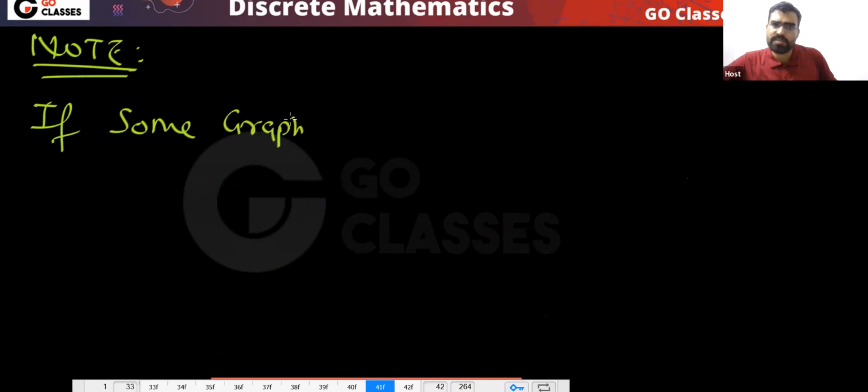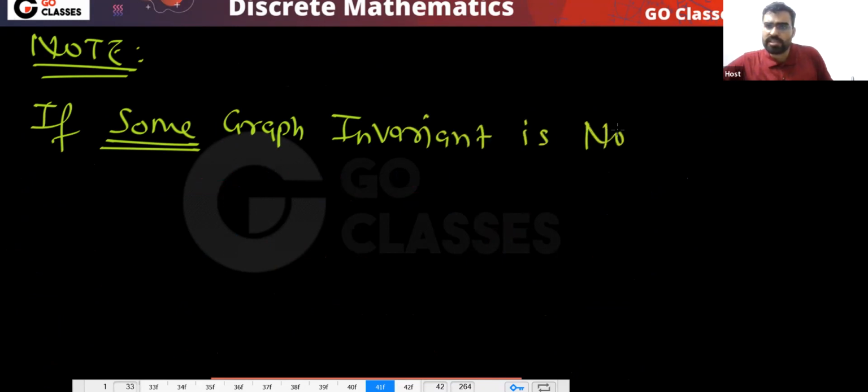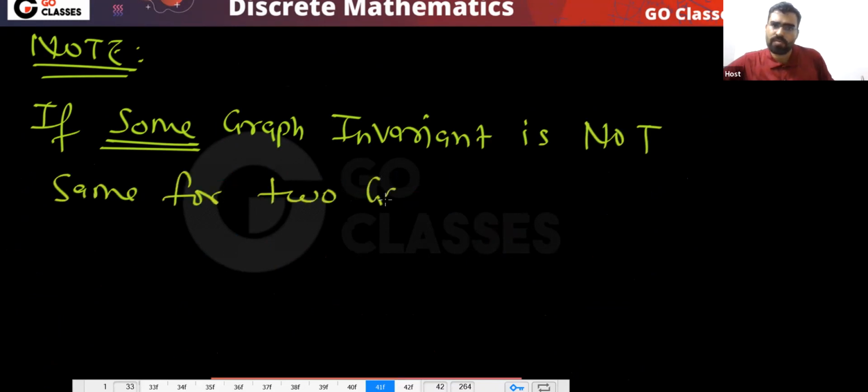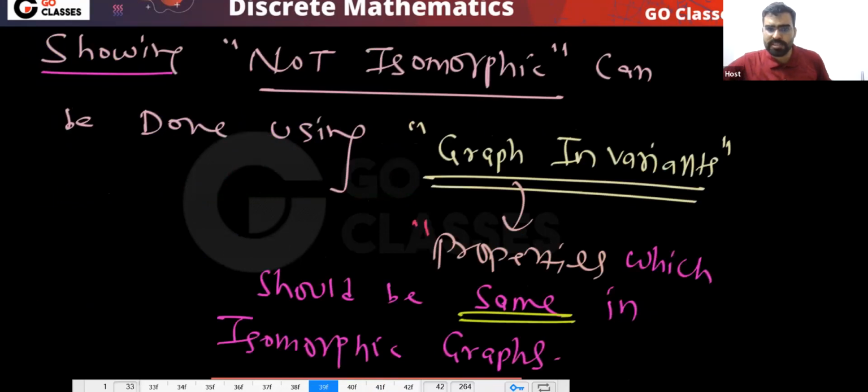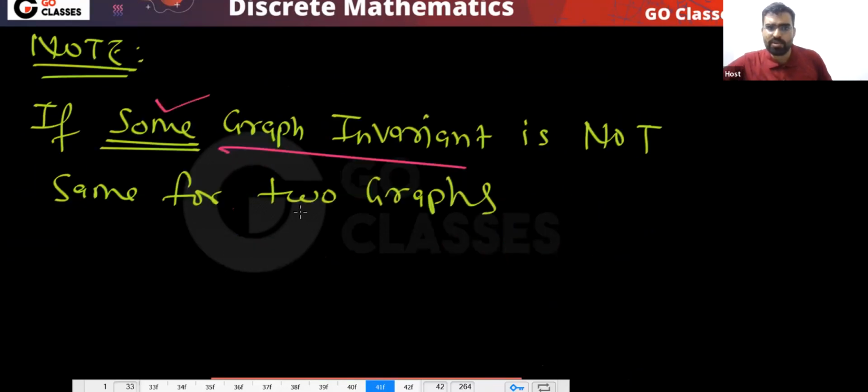So this is the note: if at least one graph invariant is not the same for two graphs, then what can I say? These graph invariants are the properties which should be the same for isomorphic graphs. If some graph invariant is not the same for two graphs, then they are not isomorphic.